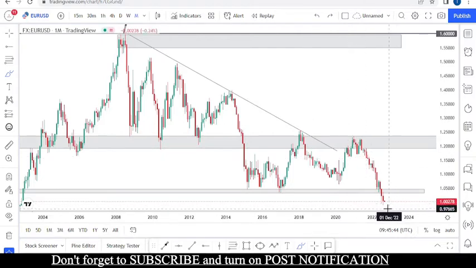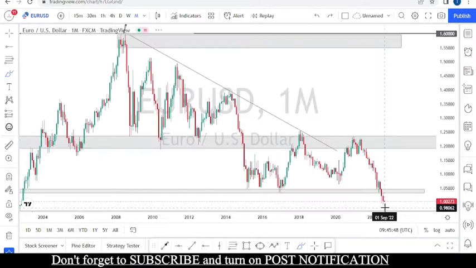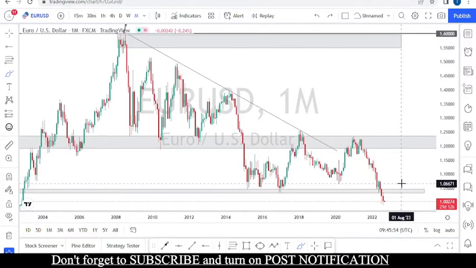Now, looking at the previous month, remember this is a monthly chart. Looking at the previous monthly candlestick, which is here, you can tell that we closed bearish for the previous month because this is a new month.